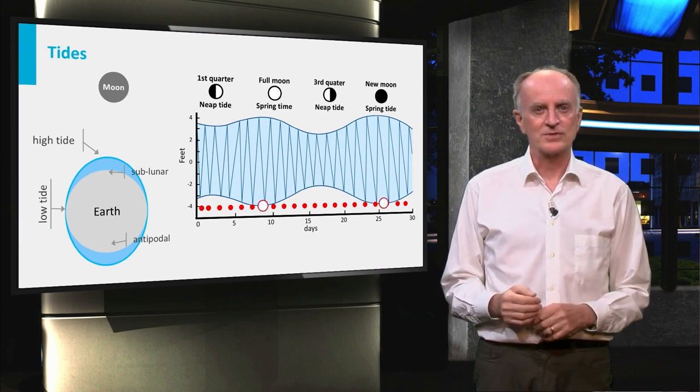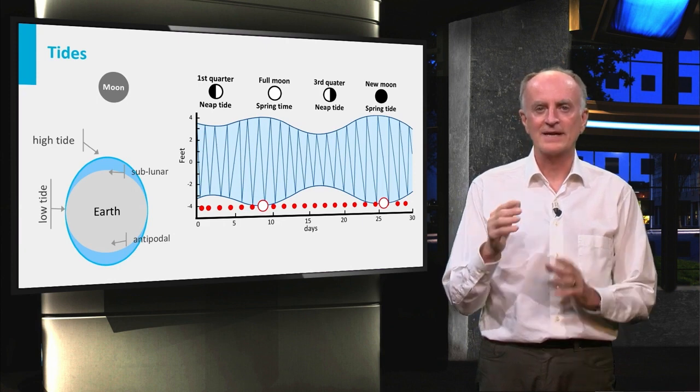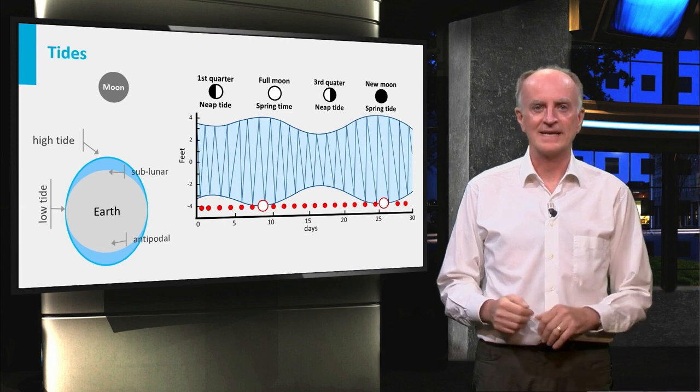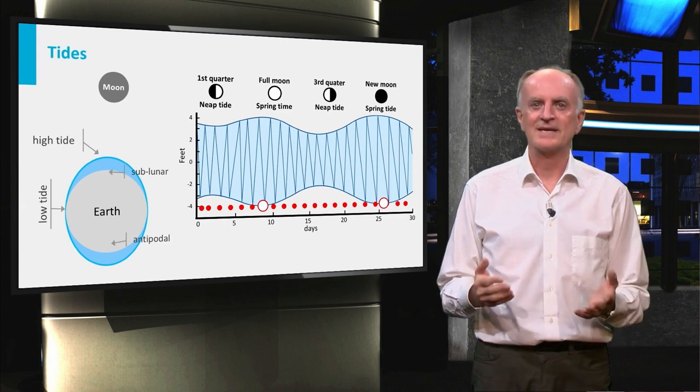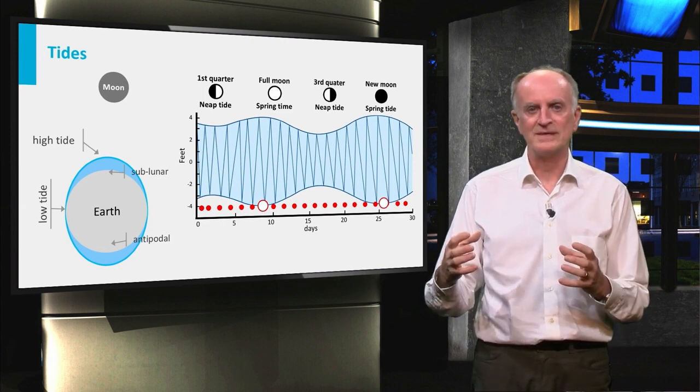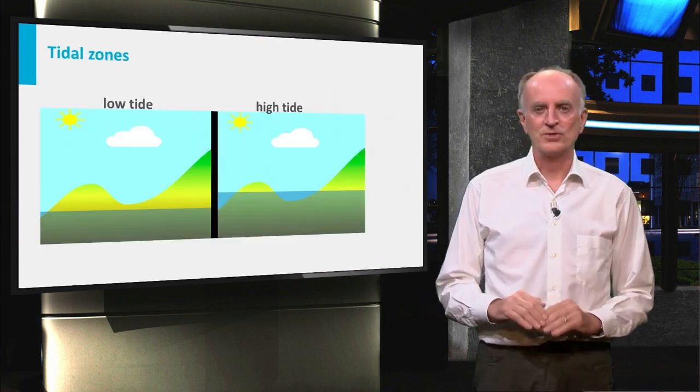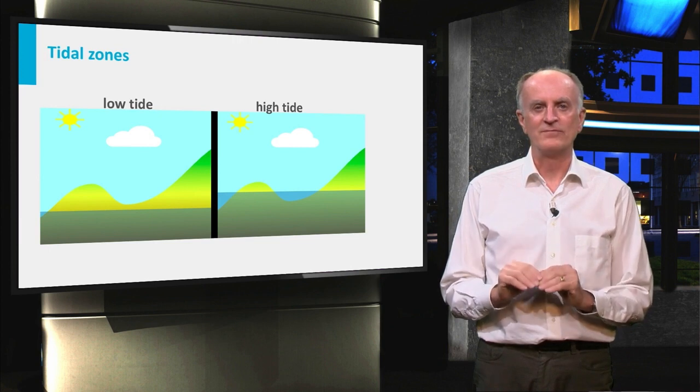The diagram shows also oscillations operating at larger time scales, for instance, the 28 days monthly cyclicity. This is associated with the relative position between Moon and Earth. Tides result in major horizontal and vertical movements of water.